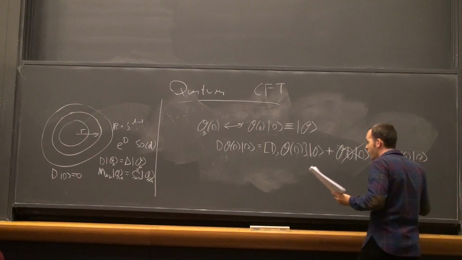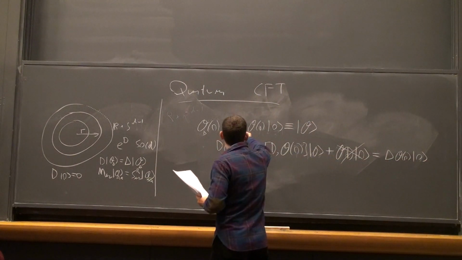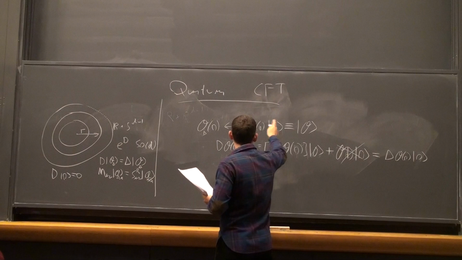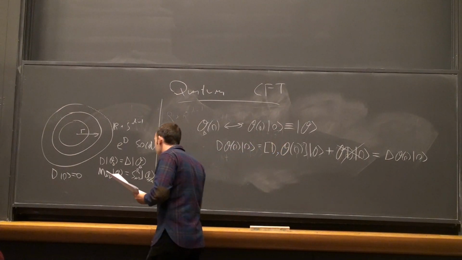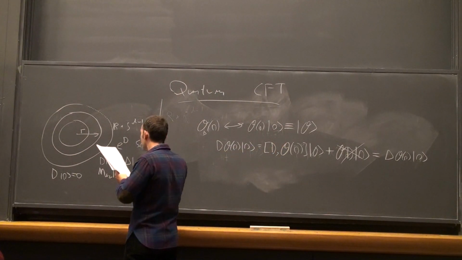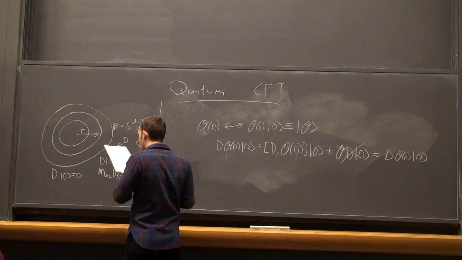And so, as promised, this definition of how you get a state from an operator satisfies the expected axioms of what a good state should be in this quantization of our conformal field theory.